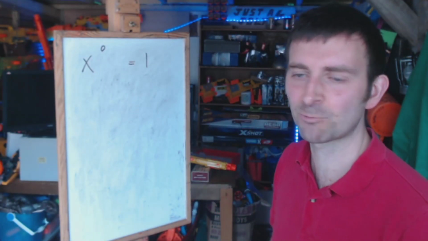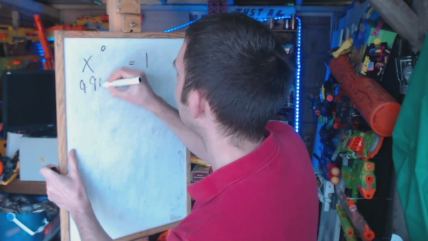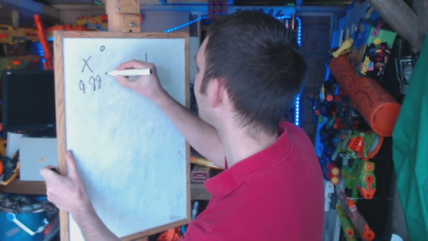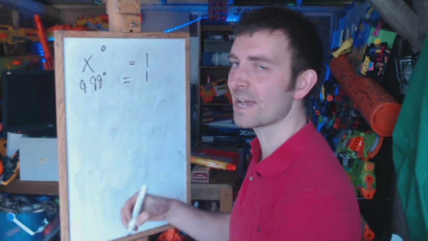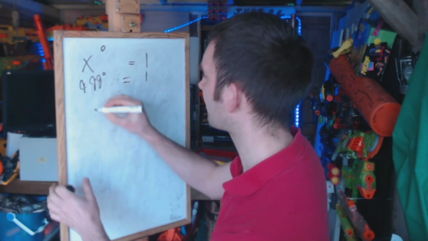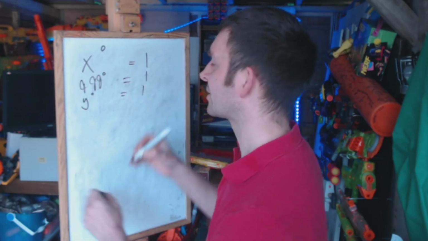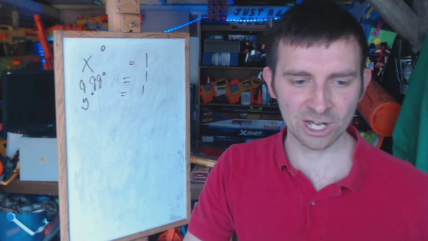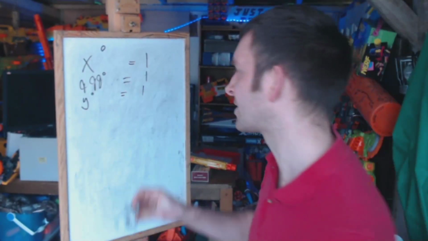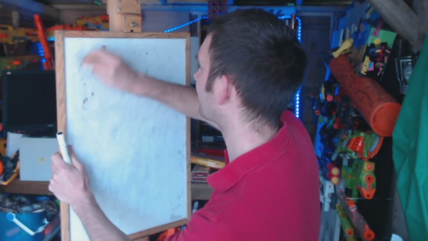Absolutely anything. It doesn't matter what it is. It can be 999 to the power of 0 is 1. Everything to the power of 0 is 1. Doesn't matter whether it's a letter, doesn't matter what it is. So y to the power of 0 is 1. All right, that's the first rule that I want you guys to know, is anything to the power of 0 is 1.